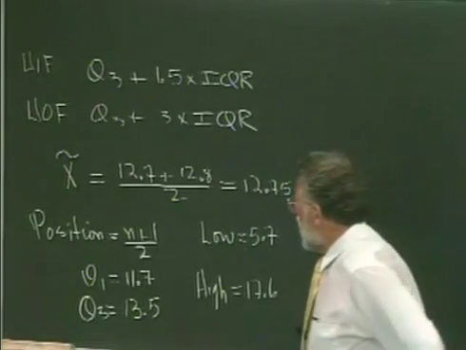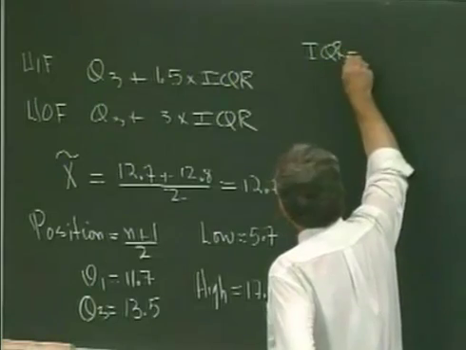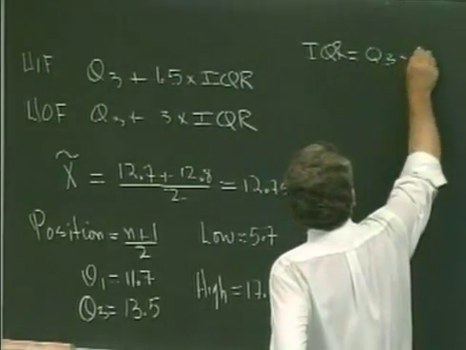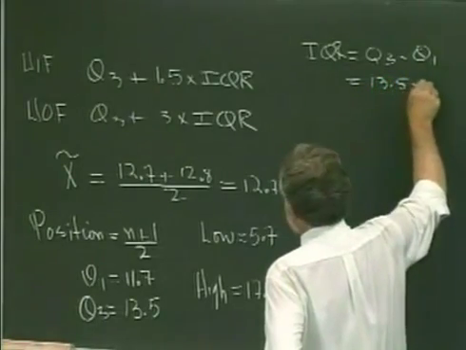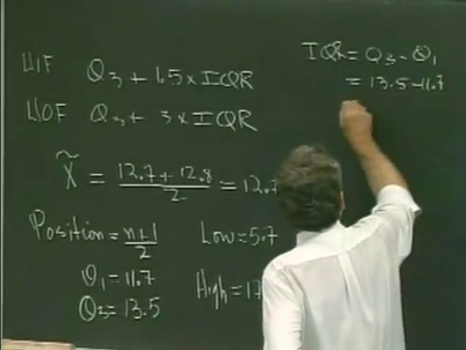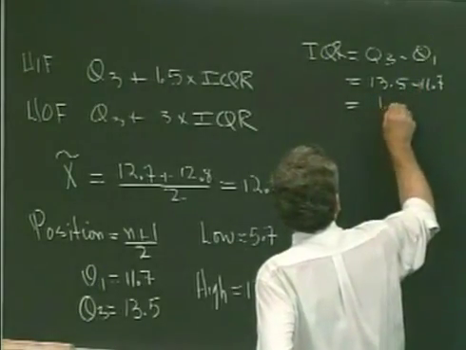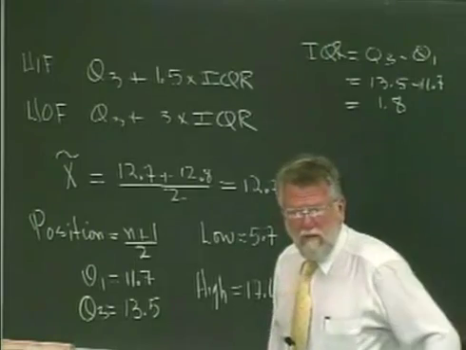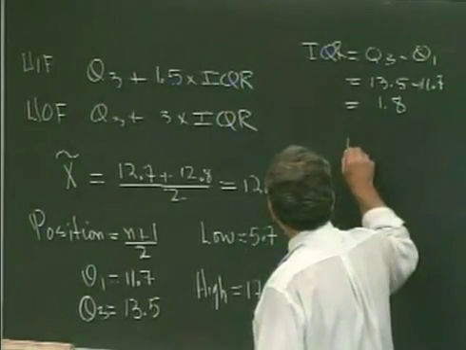So I need the IQR. The IQR is going to be Q3 minus Q1, and that's going to be 13.5 minus a value of 11.7, and so that's going to come out at 1.8. So if I take 1.8 times 1.5, we're at 2.7. Do we agree?